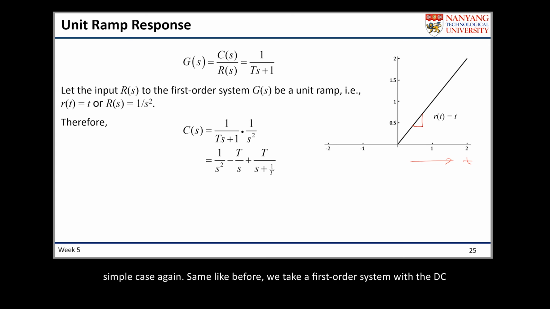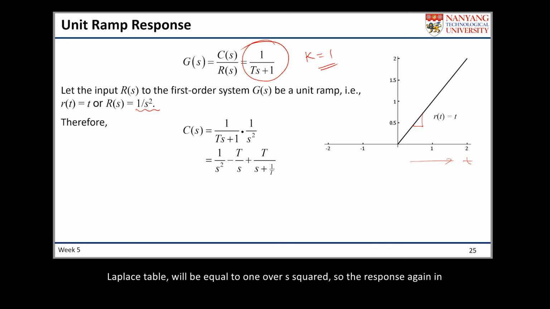Let's take a simple case again, same like before. We take a first order system with the DC gain equal to 1. So the transfer function of our first order system looks like this. The unit ramp in Laplace domain, if you refer to the Laplace table, will be equal to 1 over s squared. So the response in Laplace domain will be equal to the transfer function times the unit ramp input in Laplace domain, 1 over s squared.